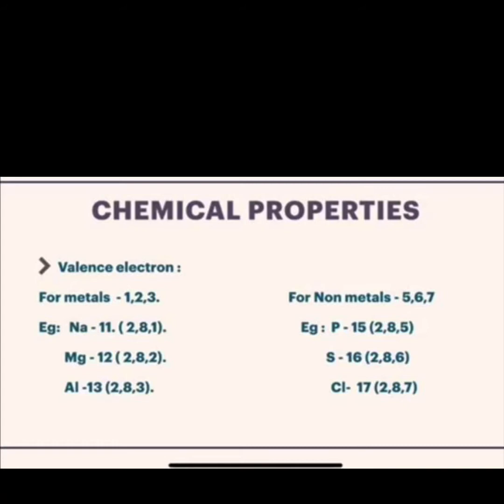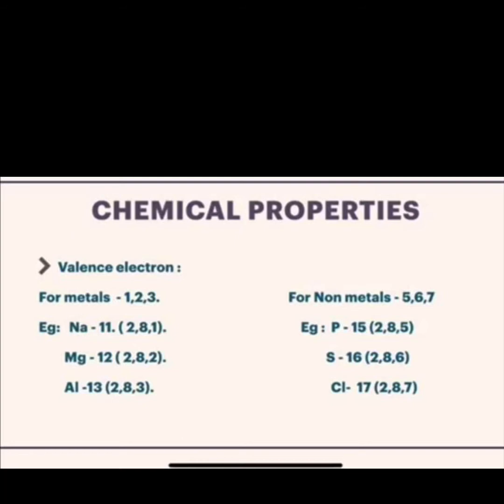In the case of metals, the valence electrons will be either 1 or 2 or 3. You know about valence electrons, right? Yes, the electrons present in the outermost shell are known as valence electrons.